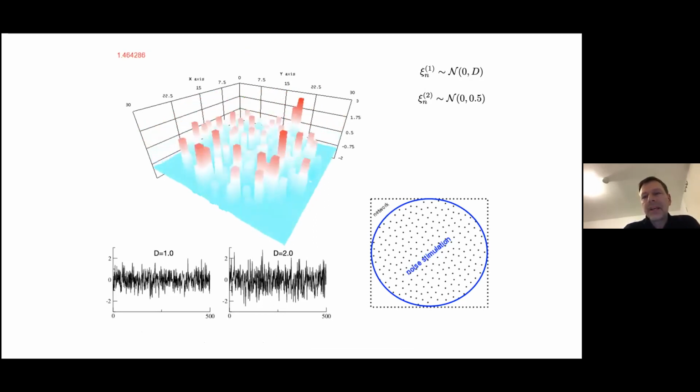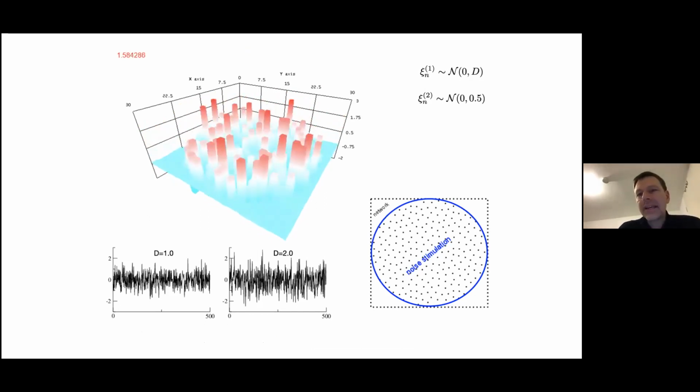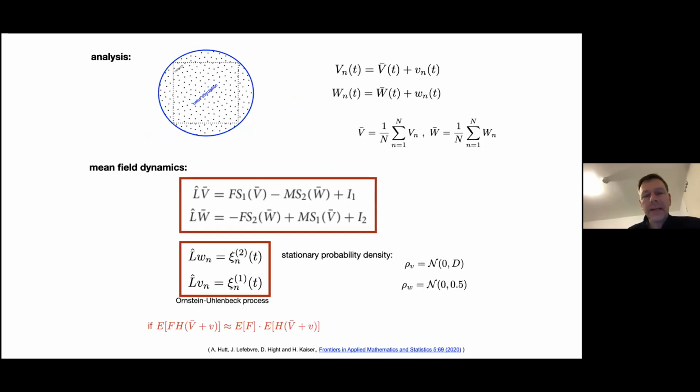And after some time, it drops down to a lower level. And this drop down is exactly what we see. And when we take a look at the power spectrum, then we see coherence resonance. So this is the mean field dynamics. So we compute the mean field. These are V bar and W bar.